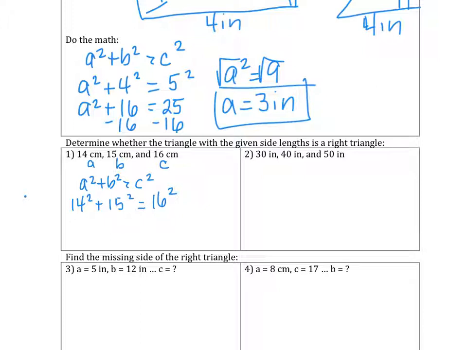So we do the math on that, and we have 196 plus 225 equals 256. We have to see if this is true. So let's add those together, and we get 421 equals 256. Not true. So that is not equal. So it means that those three sides do not make a right triangle.